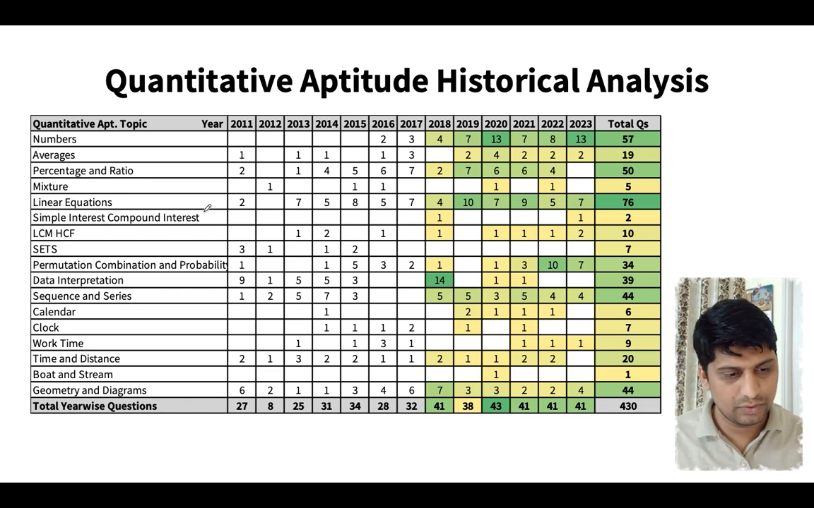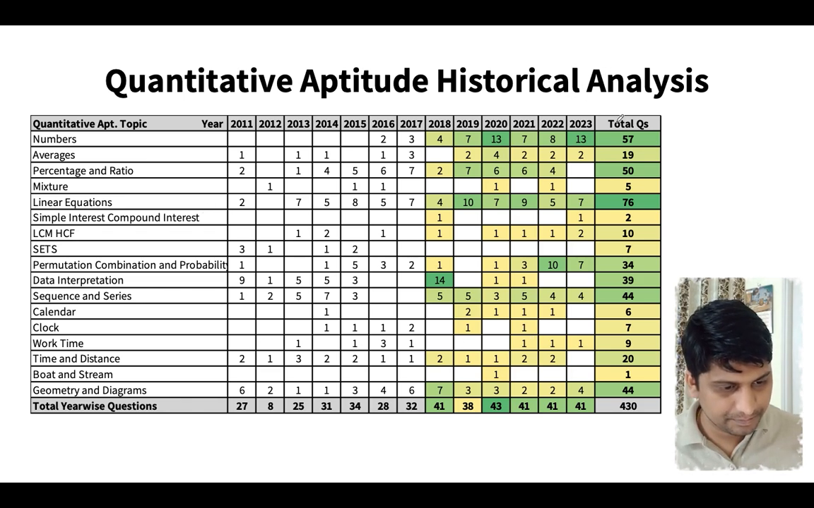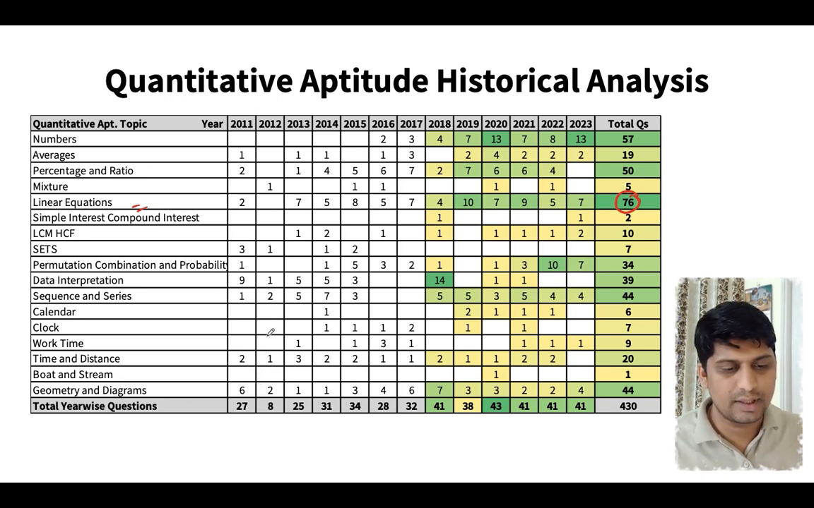So for example, if you can observe, the highest number of questions have come from linear equations. These are all previous year questions. Like 2011, how many questions were there on all these subtopics? 2012, 13, like that. We have done this heat map only for the last 5 years, because if you consider everything, then the trend will change. And this is more relevant for us.